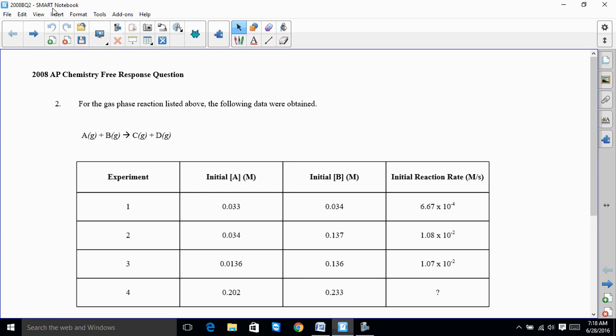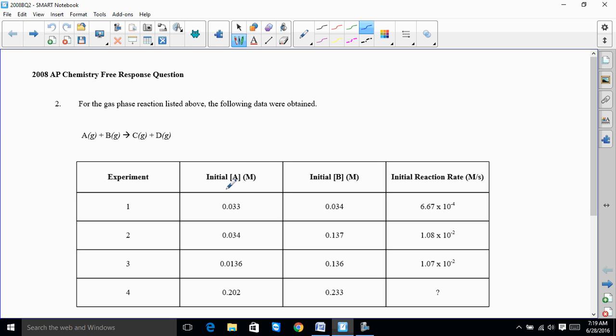Okay, this is 2008 question 2. Again, it's another kinetics problem. For the gas phase reaction listed above, the following data were obtained. You're going to notice on this one, they are introducing this idea of experimental error. So I'm going to do colors again.